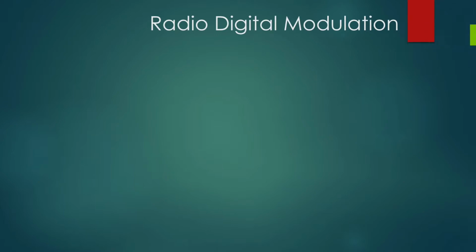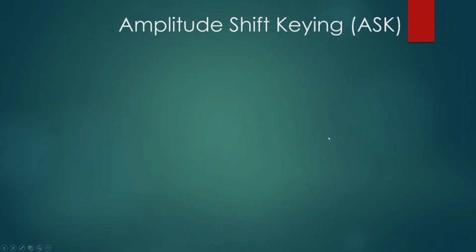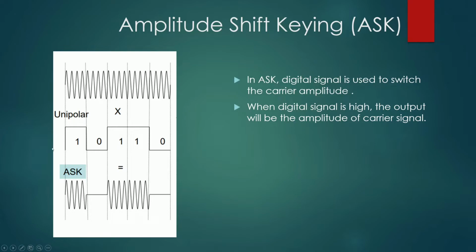Next, let us move to radio digital modulation. Radio digital modulation means that the information signal is a digital signal. There are three techniques that can be used, which are amplitude shift keying, ASK, frequency shift keying, FSK, and phase shift keying, PSK. In amplitude shift keying, the digital signal is used to switch the carrier amplitude. When the digital signal is high, the output will be the amplitude of the carrier signal. Otherwise, when the digital signal is low, the output will be 0.